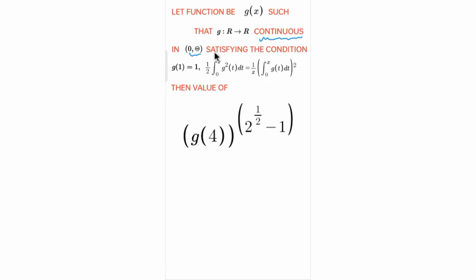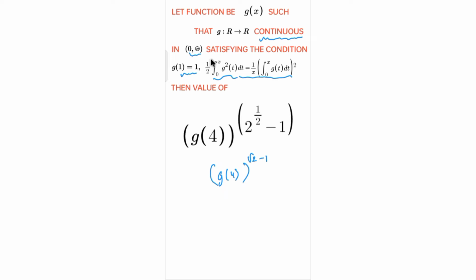In 0 to infinity is where it's continuous, satisfying the condition g of 1 is equal to 1. This is the first condition, g of 1 is equal to 1, and the second condition is the integral of 0 to x g square of t dt is equal to 1 by x times the integral of 0 to x g of t dt, whole square. So this is the second condition that is given to us. The question is we need to find the value of g of 4 whole power root 2 minus 1. So this is the value that we need to find.